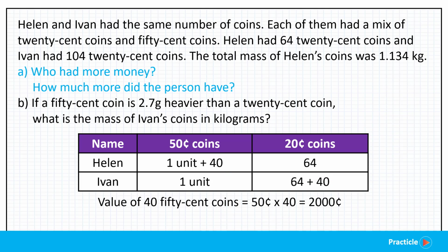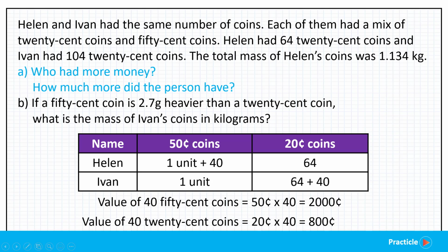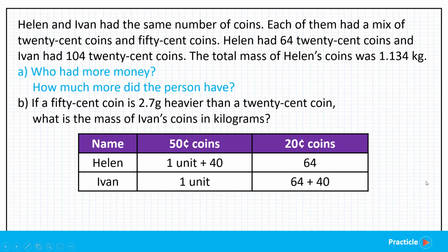When we multiply 40 by 50 cents, we are going to get 2,000 cents. And when we multiply 40 by 20 cents, what do we get? We are going to get 800 cents. So when we compare these two amounts, can you see that 40 50-cent coins is actually worth more than 40 20-cent coins? And because of this, we can tell that Helen is going to be the one with more money, right? And that's because she's the one with more 50-cent coins.